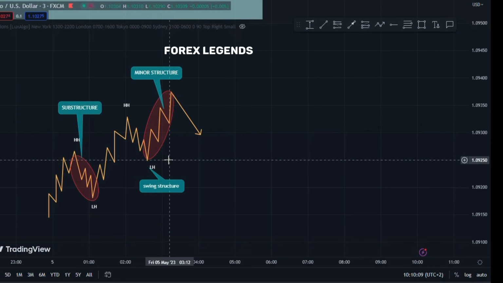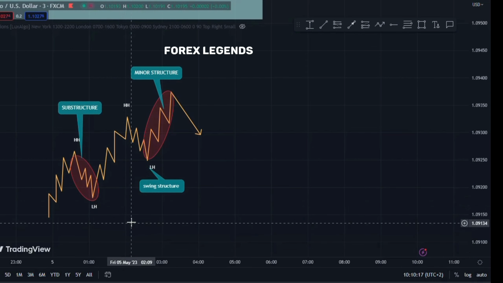What is the pro trend? It is the actual trend which we are following in the market, the actual move which we're in. So if we're in a bullish trend or a bearish trend, we need to understand that those small moves which are following the trend, we call them the minor structures, right?